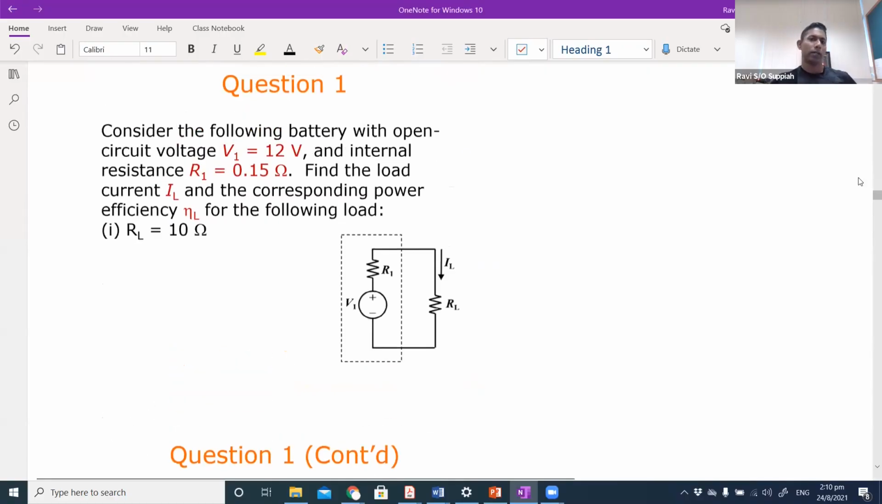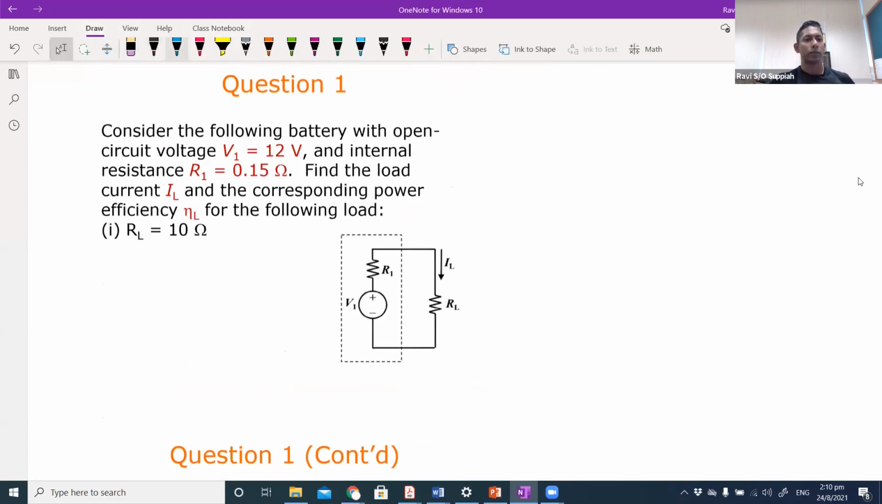Okay, so let's start with the questions. So this is question 1. In this question, it is fairly straightforward. We are asked to just find the load current and the corresponding power efficiency for the load.